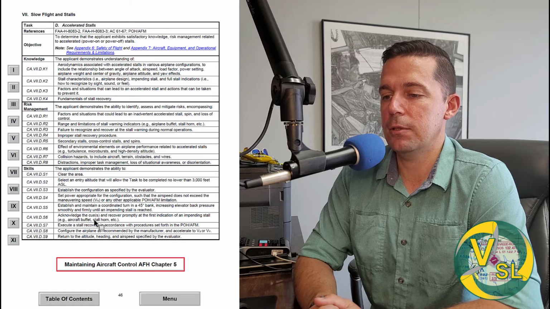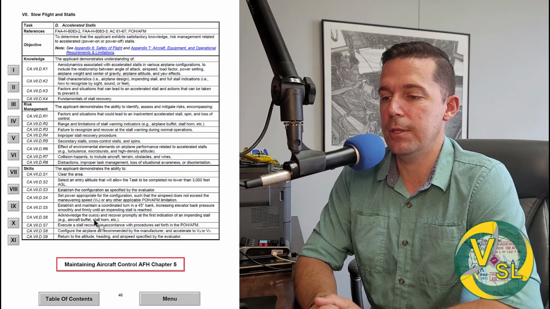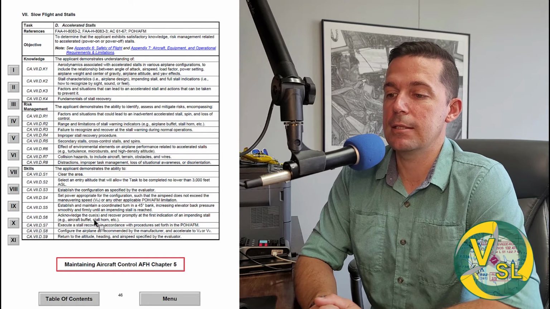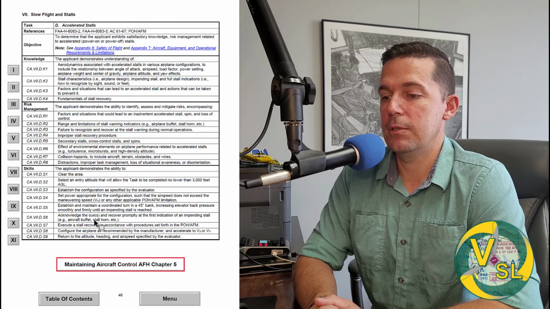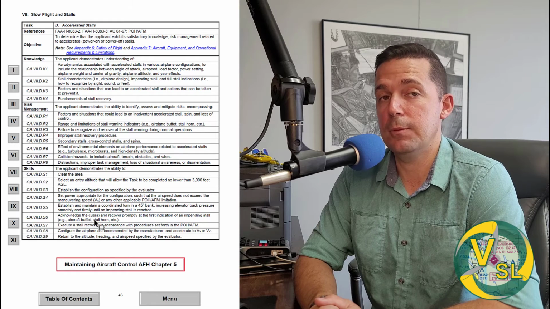Skill 7, execute stall recovery in accordance with the procedures set forth in the POH. Skill 8, configure the airplane as recommended by the manufacturer and accelerate to VX or VY. Skill 9, return to the altitude, heading, and airspeed specified by the evaluator.